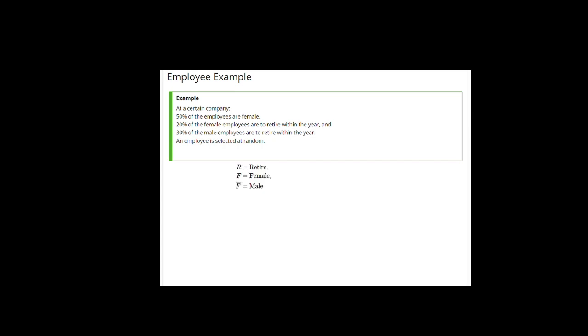Let's call R the event that the randomly chosen person is about to retire, and F the event that that person is female. F complement is the event that that person is male. Let's write some of the information that we've been given. We've been told that of the female employees, 20% are about to retire, which is to say that the probability of R given F equals 0.2. We're also told that the probability of R given F bar is 0.3. Now we're in a position to address a few of these questions.